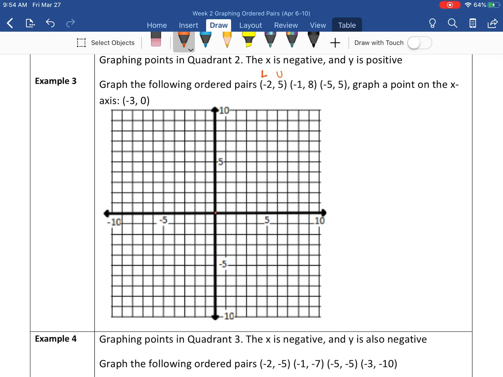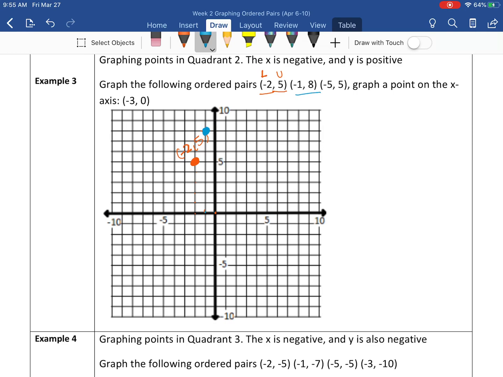So we're going to start at our origin, and we're going to go to the left 2 and up 5. So to the left 2 squares and up 1, 2, 3, 4, 5 squares. And then I'm going to make a point where negative 2, 5 intersect. Okay, where negative 2nd Street and 5th Avenue intersect. That's my ordered pair. Well, then we've got (negative 1, 8). So I'm going to go to the left 1 square and up 8 squares, and that would be right here.